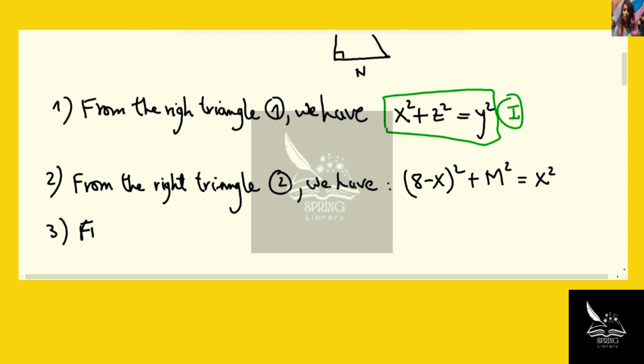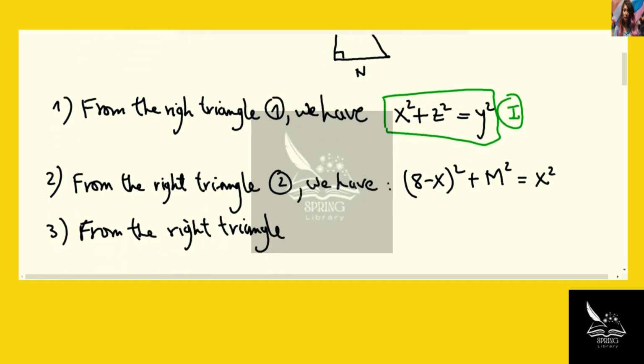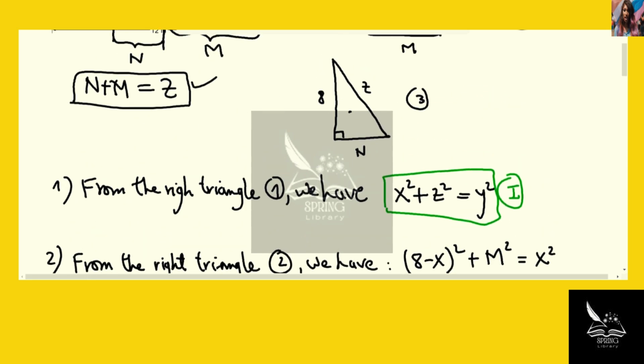And from the right triangle, this one here, the third one, we have 8 squared plus n squared equals z squared.